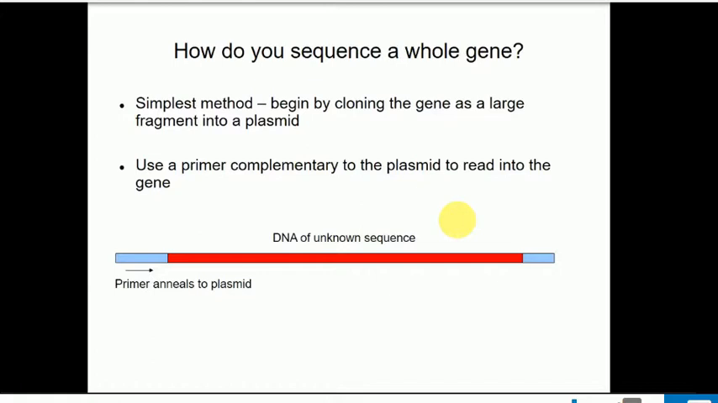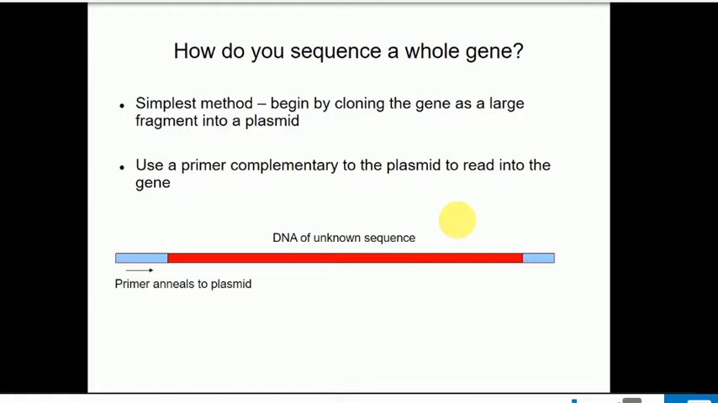Right, so it all seems really simple. Okay, the process is quite straightforward. I've just told you that all you've got to do is take your solution along to the genomics lab, they'll do the sequencing for you. Let's begin to think about how this might actually apply in practice if you wanted to sequence a stretch of unknown DNA. So here's our DNA of unknown sequence.